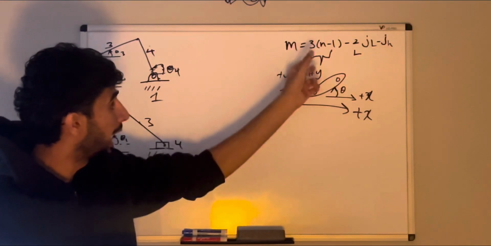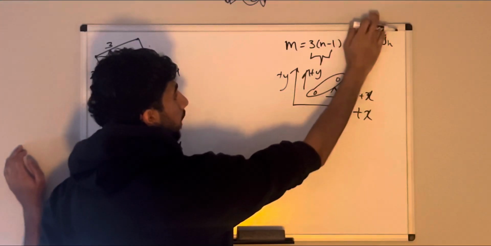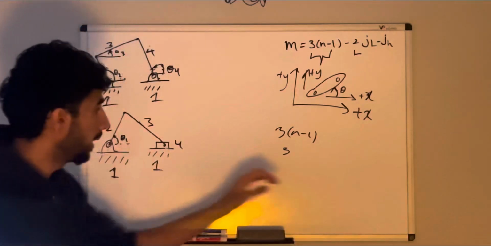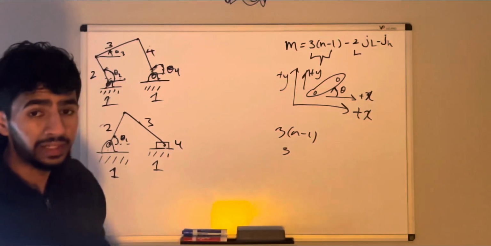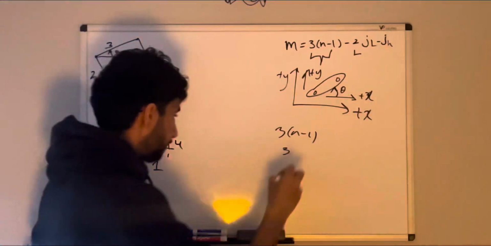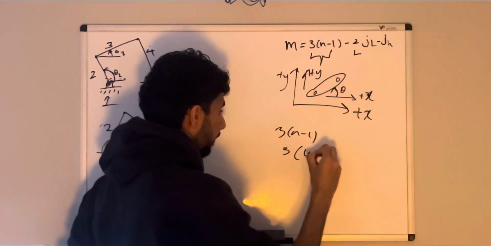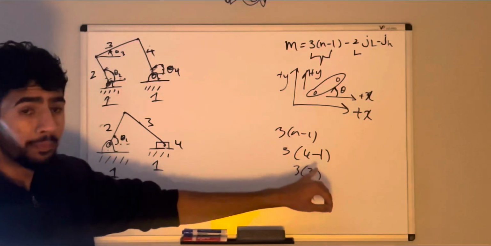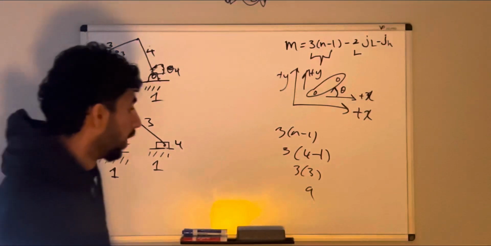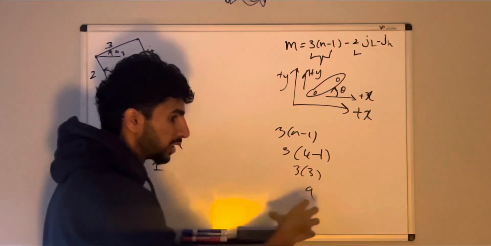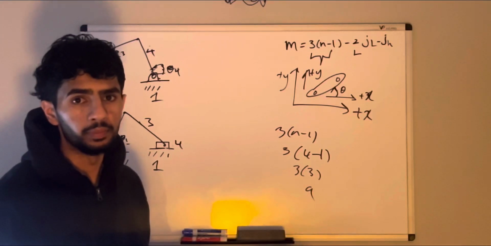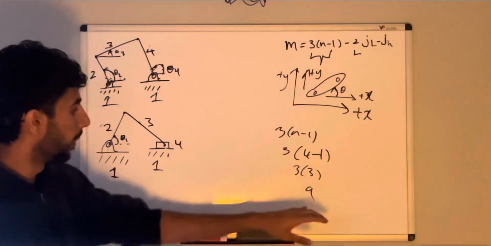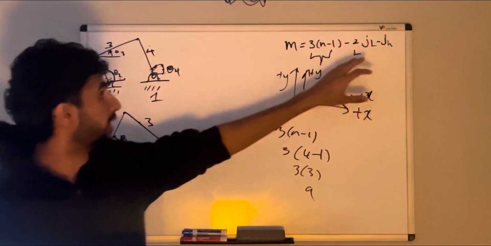So if we're looking at a mechanism, ignore this for now. Again, this 3n minus 1. Again, the minus 1 is there because in a mechanism there's 1 link that's fixed. So let's say we had 4 again. 3 times 4 minus 1, 3 times 3, 9. So in a mechanism that has 4 links, you have a summation of 9 possible degrees of freedom that can exist. Obviously this is theoretical and we have to consider the subtracting part.